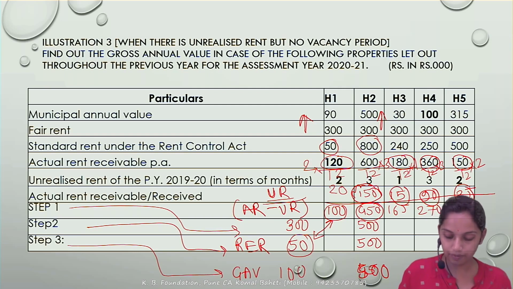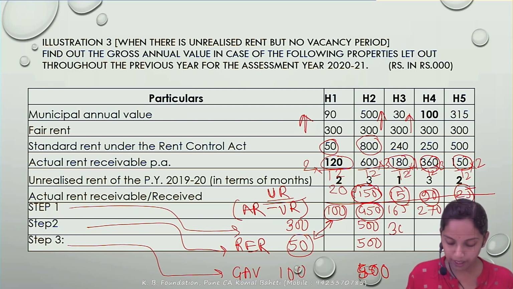Next, house 3. The municipal value is to be compared with the fair rent, whichever is higher. So the step 1 answer would be 300.